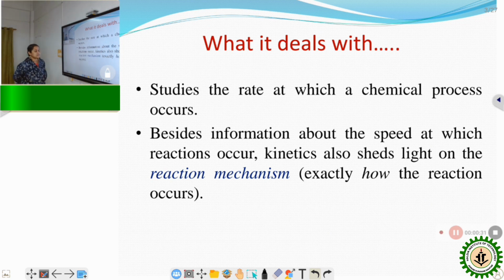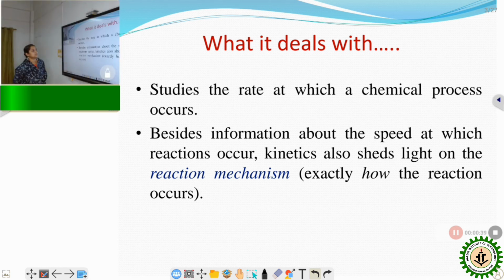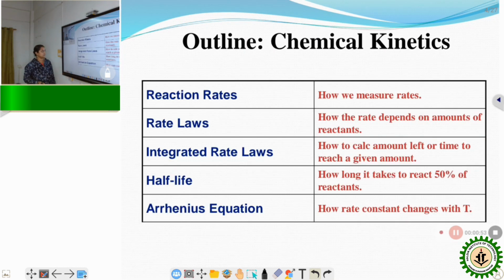So at the very start of the topic, we first need to know what the name suggests, what it deals with. It basically deals with the rate at which a chemical process is occurring, and it also gives information about the speed of the reaction and the mechanism of the reaction, how a reaction goes on to produce the final product from the reactant.